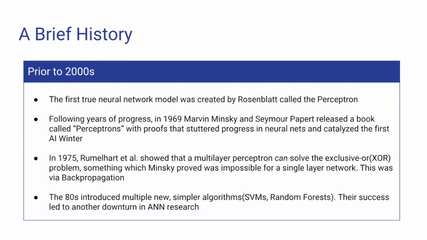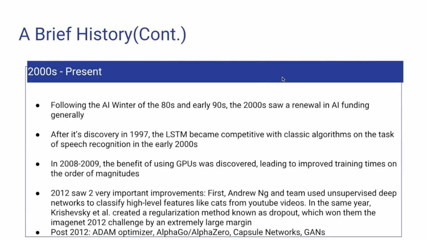I'm sure during this time, Minsky's book was still fresh in a lot of AI researchers' minds, and would be so until about the early 2000s. So, a brief history continued. Following that AI winter, we saw renewal in funding. Slowly but surely, research teams started to see progress in new approaches and a little bit in neural nets, but not so much yet.